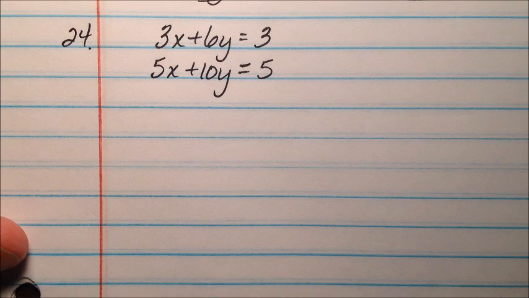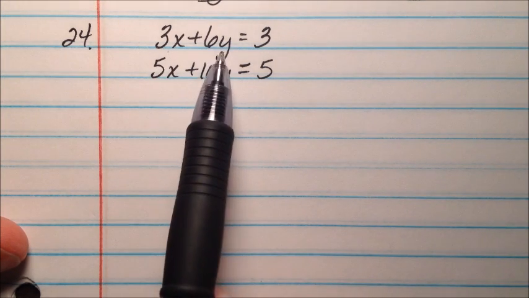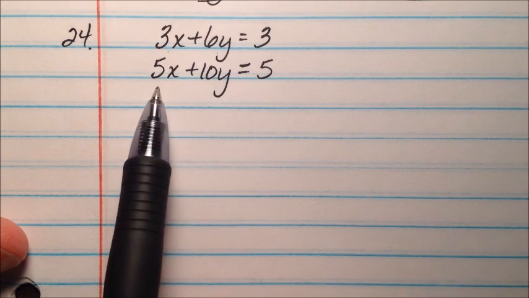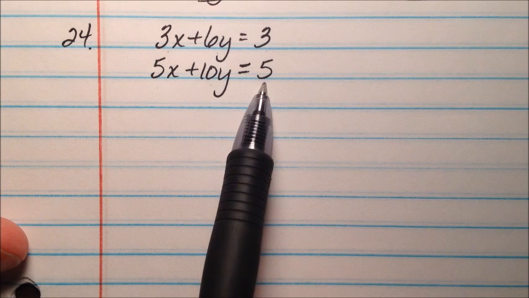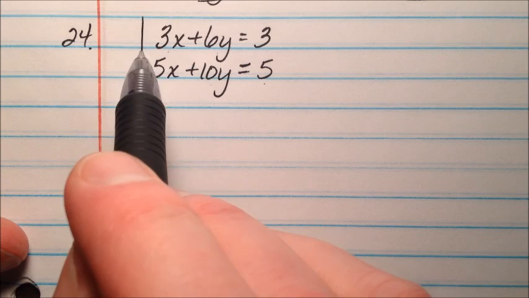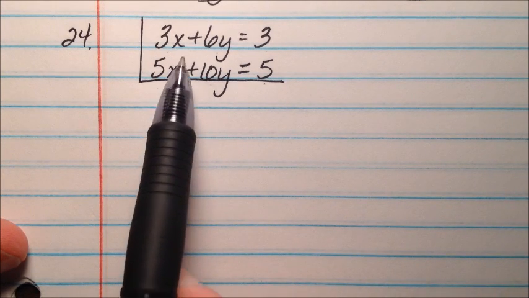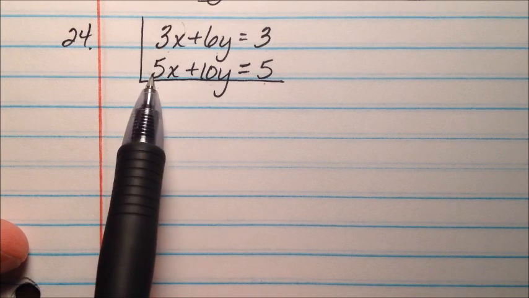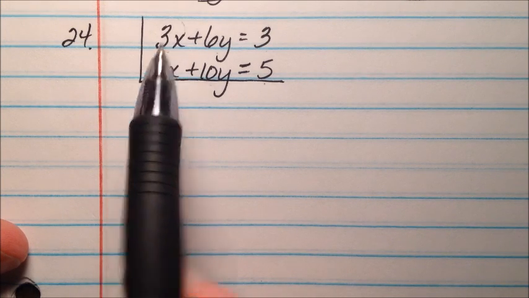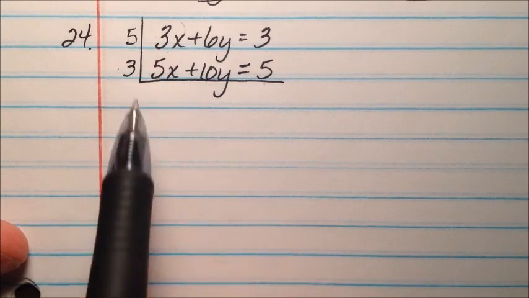Number 24 is the final problem in this elimination set for the review problems. And 24 is the system given by 3x plus 6y equals 3, and then 5x plus 10y equals 5. So again, it doesn't look like anything is going to be nice multiples, so I'll have to multiply both equations, top and bottom, by something different. Let's go ahead and multiply and get rid of my x's. So 3 and 5, so I'll put a 5 up here and a 3 down here, basically just cross them.